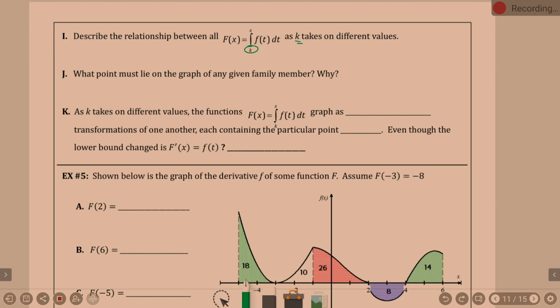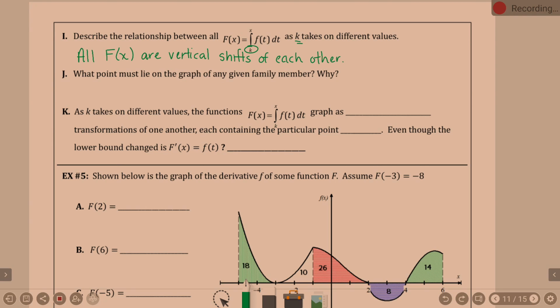So I have all f of x are vertical shifts of each other.